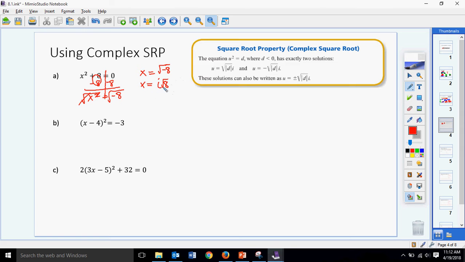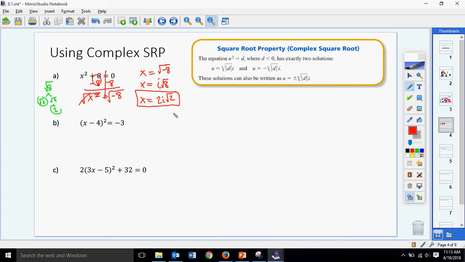Okay, so I have a complex number here. Now, square root of 8, like before, we put in simplest radical form. So if you don't remember, it was the square root of 2 times the square root of 4. The square root of 4 is just 2, so we have 2 square roots of 2. So 2 is with the i. It doesn't have a house, but the square root of 2 does have a house. Okay, so this is my final answer here.